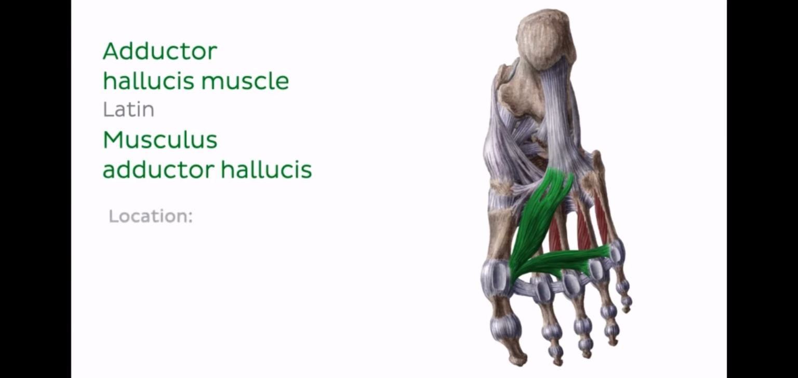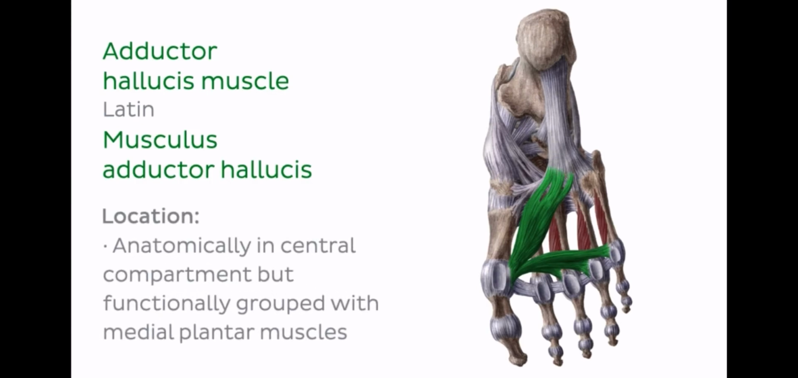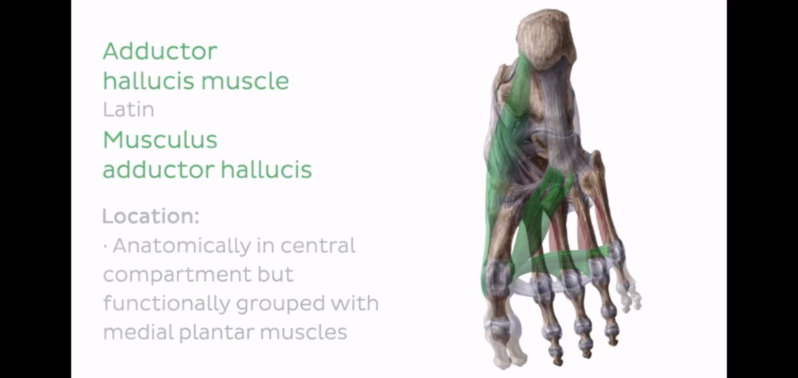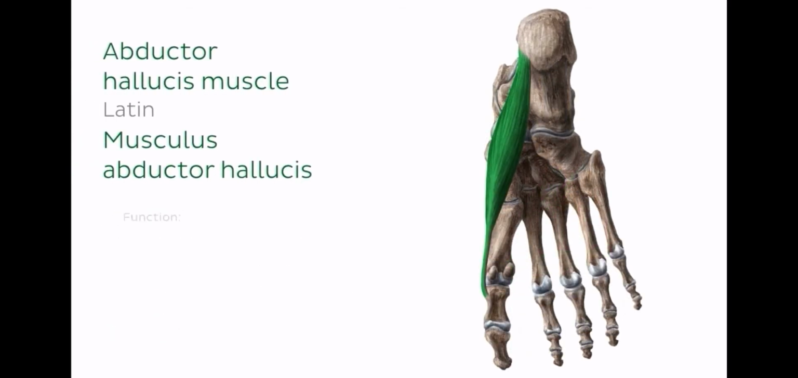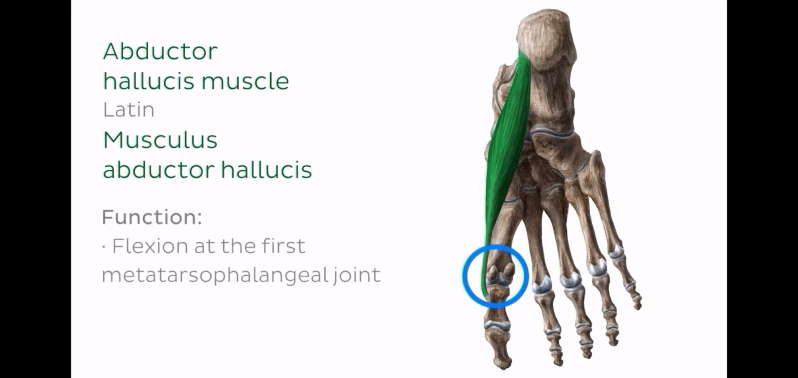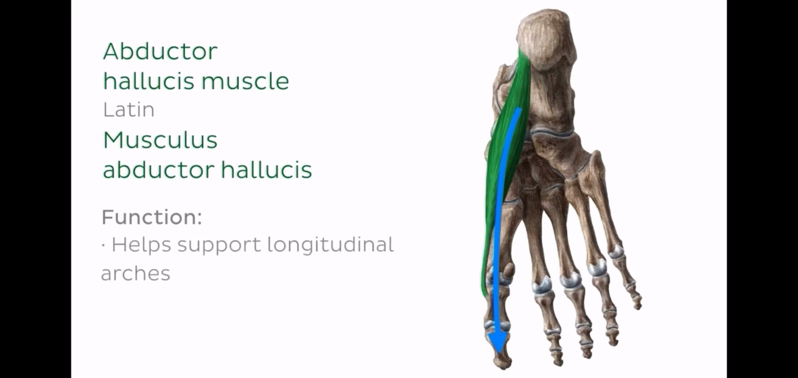The adductor hallucis is anatomically located in the central compartment of the foot, but the muscle is functionally grouped with the medial plantar muscles of the foot because it acts on the great toe or hallux. All right, let's move on now to the abductor hallucis muscle. And as we can see, this muscle is involved with flexion at the first metatarsophalangeal joint, as well as medial abduction. And the abductor hallucis muscle helps support the longitudinal arches.